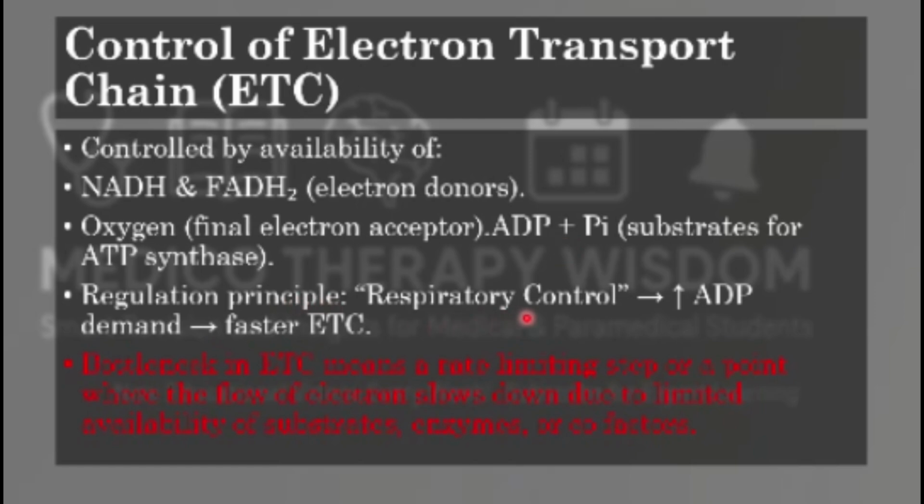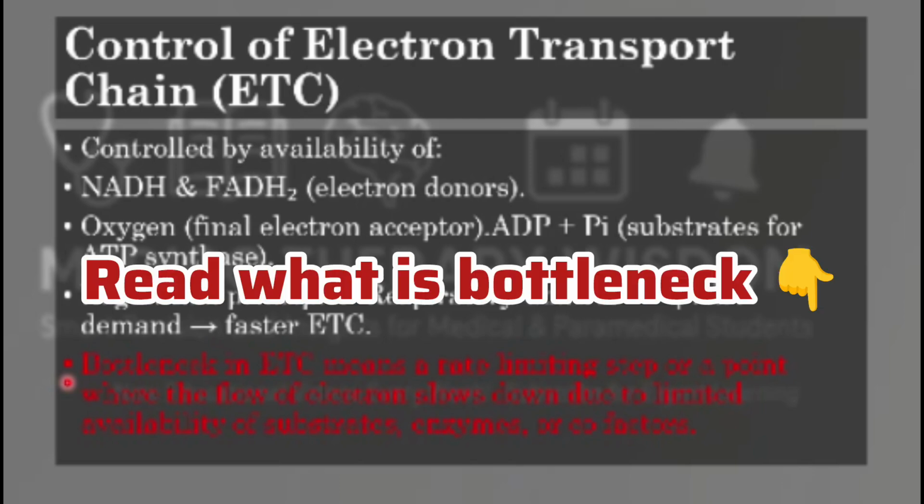And what is the regulation principle of it? It is like a respiratory control. An increase in ATP demand makes the ETC faster. The ETC runs faster when oxygen and ADP are abundant. When there is low oxygen, there will be a bottleneck, and then there is reliance on anaerobic pathways.